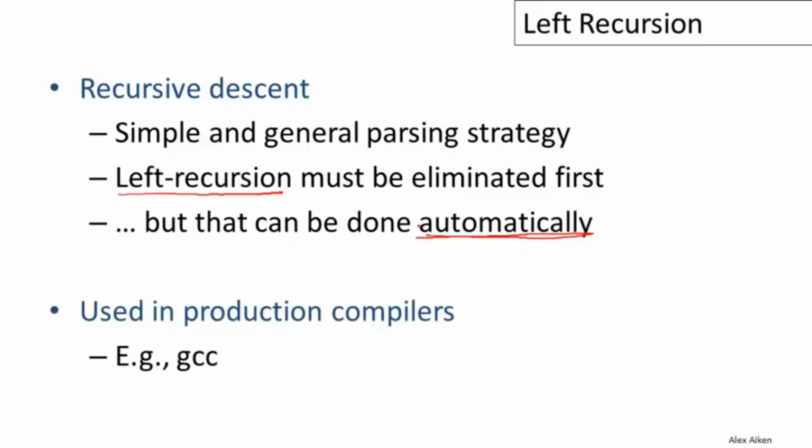And in fact, recursive descent is a popular strategy in practice. A lot of the more complicated production compilers, in fact, with complicated grammars, use recursive descent because it is so general. So for example, GCC's front end is a handwritten recursive descent parser.